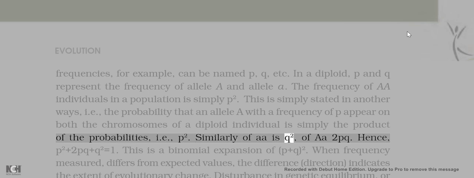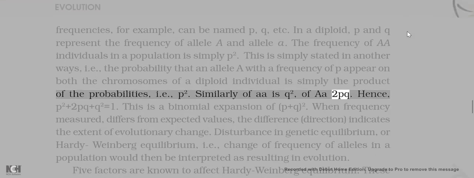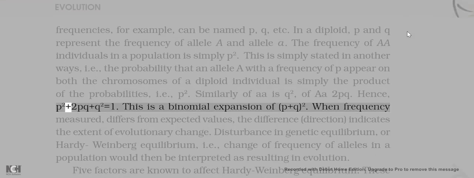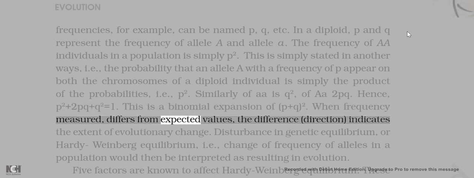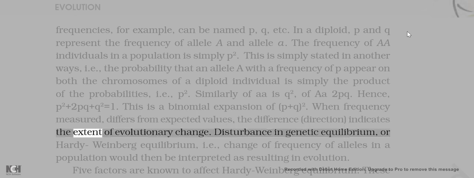Similarly, of aa is q², of Aa is 2pq. Hence, p² + 2pq + q² = 1. This is a binomial expansion of (p+q)². When the frequency measured differs from expected values, the difference, the direction, indicates the extent of evolutionary change.